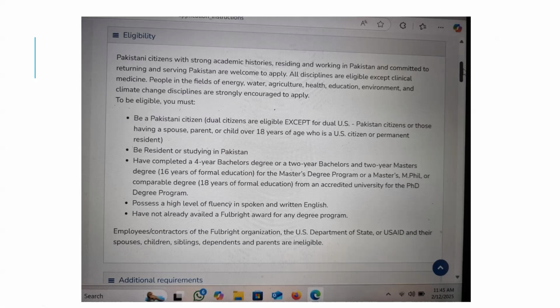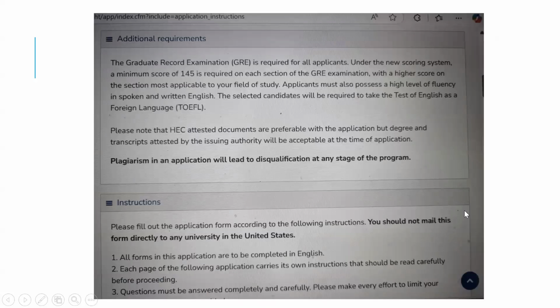And remember another thing. So you can either apply for a Fulbright Masters or a Fulbright PhD, but not for both. All right. So employees, contractors of the Fulbright organization, the US Department of State or USAID, and their spouse, children, siblings, dependents, and parents are ineligible to apply.